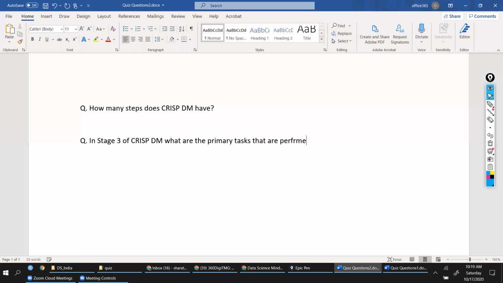So here we do data pre-processing or data cleansing, or you can call it data organizing. Along with that, you will do exploratory data analysis. Along with that, you will also do feature engineering.